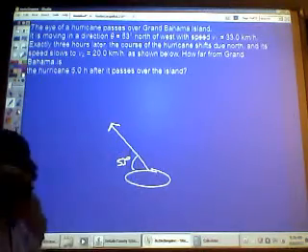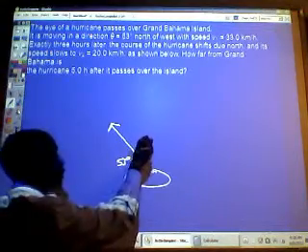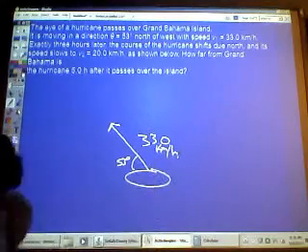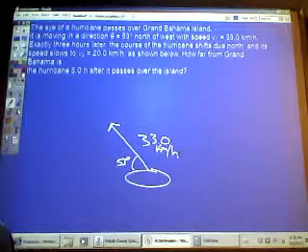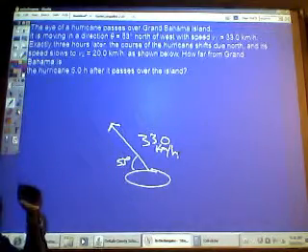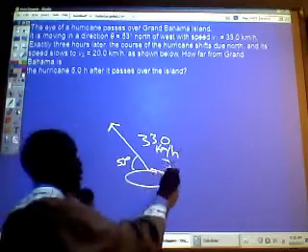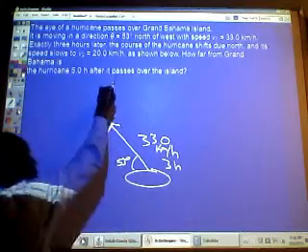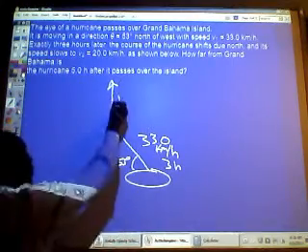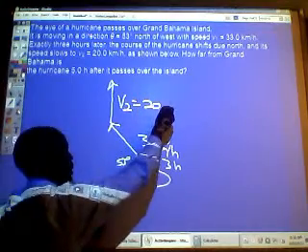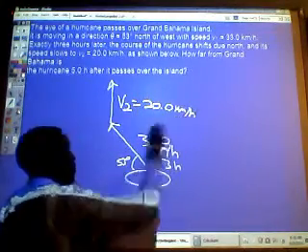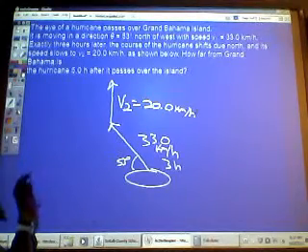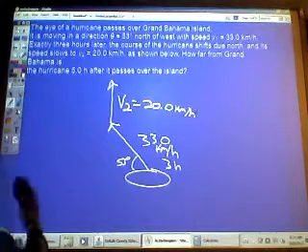All right? Now, it says it's moving at a speed of 33.0 kilometers per hour. Exactly 3 hours later, meaning it's moving in this path for how long? 3 hours. Exactly 3 hours later, the course of the hurricane shifts due north, and its speed slows to velocity equals 20 kilometers per hour, as shown below. How far from Grand Bahama is the hurricane 5 hours after it passes over the island?